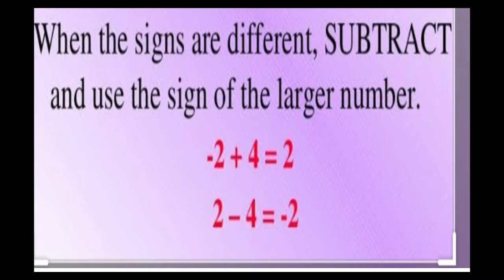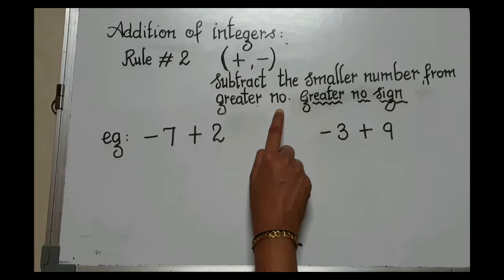So here you have the second rule: if signs are different, you have 1 minus and 1 plus, you will be subtracting the smaller number from the greater number and use the sign of the larger number, that is the greater number. So watch this video again.